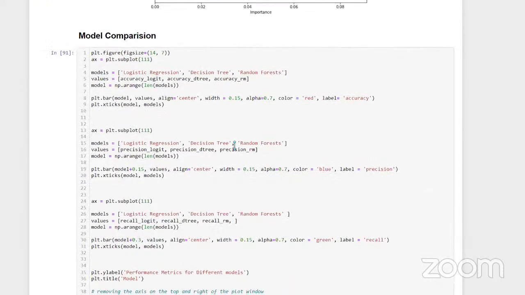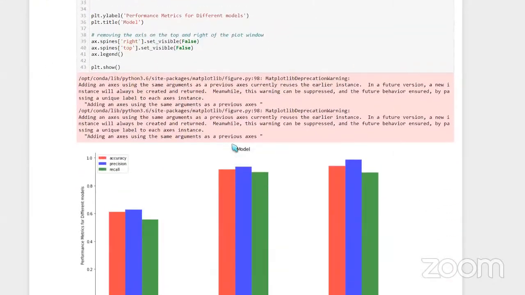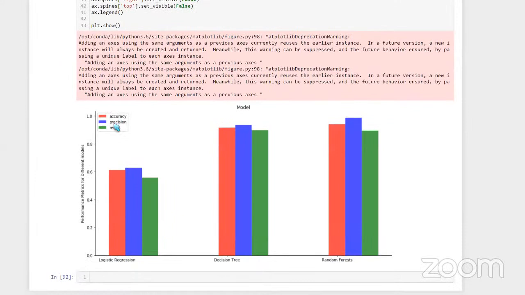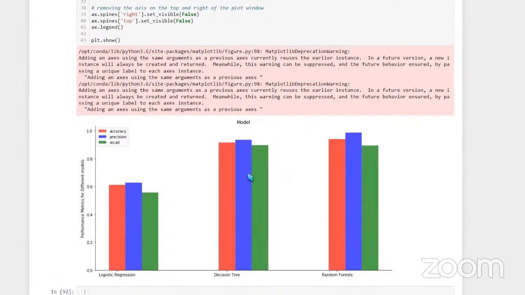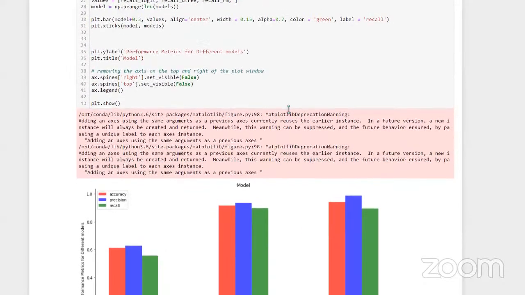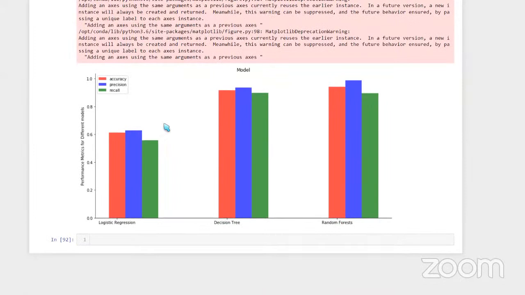When we compare these three models, we are comparing accuracy, precision, and recall. Random forest performed the best in all three, accuracy-wise, precision-wise, and recall-wise. The least performing model was logistic regression. Decision tree also performed well. So this was our modeling on decision tree.